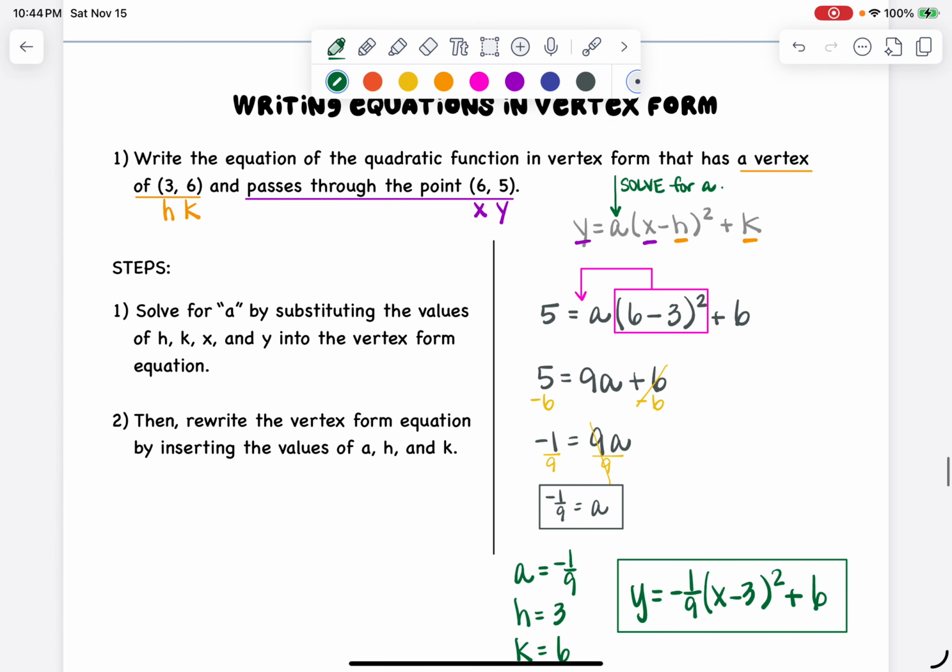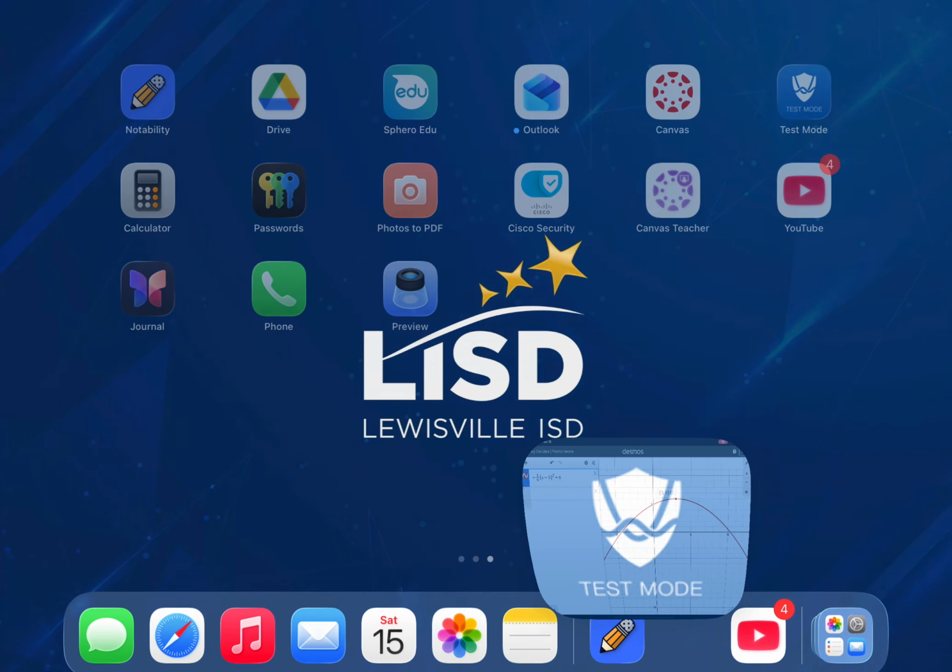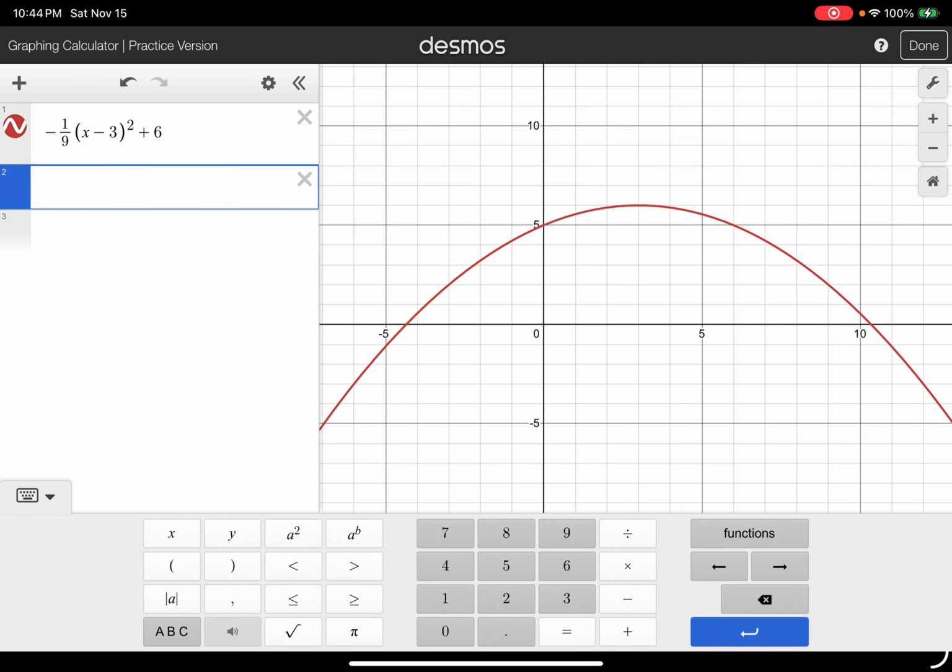What I want to check is, does my graph in Desmos pass through 6, 5? That's really what I want to check. So I'm going to go into Desmos, and here's the really cool thing about Desmos. I can actually type in the point 6, 5, and it's going to plot that point for me. You can even have it label it. And look, it's right there on my parabola.